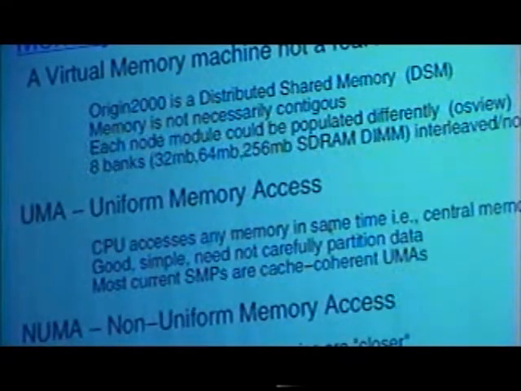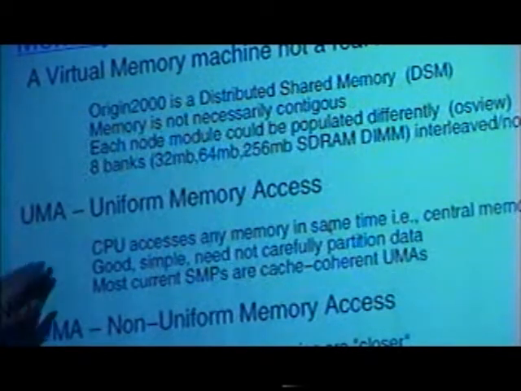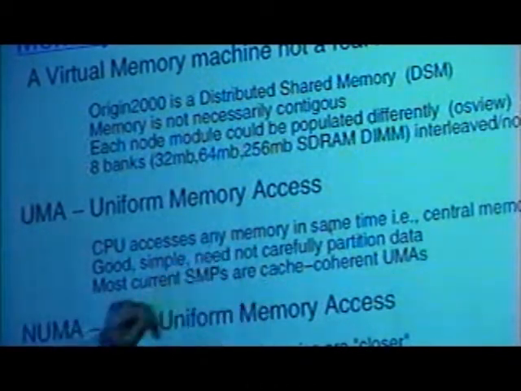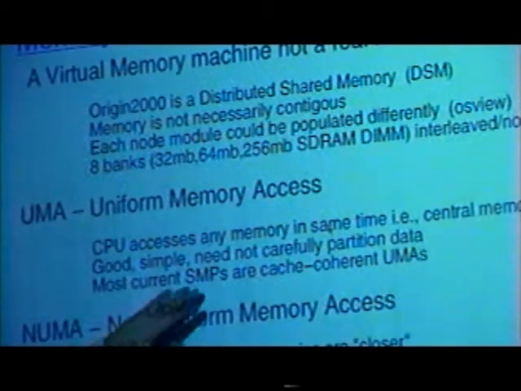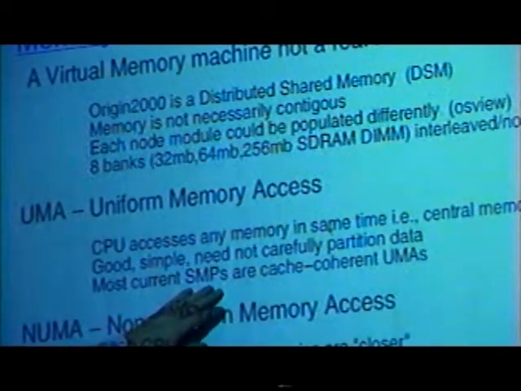Now, older systems were what were called uniform memory access. This is your standard central memory system. This is your standard desktop at home with a Compaq or whatever it is that you got. I guess I should say Dell with this Compaq. So CPU access is any memory in the same time. It's a central memory concept. It's simple. We don't have to worry about placing our data. And most of the current SMPs are cache coherent.